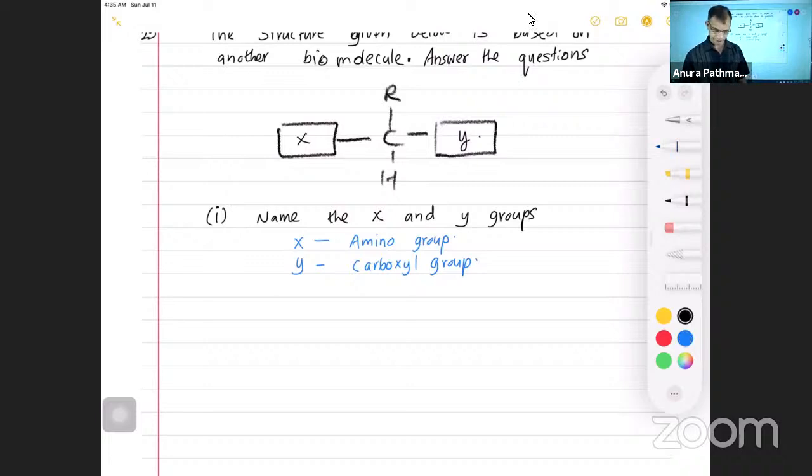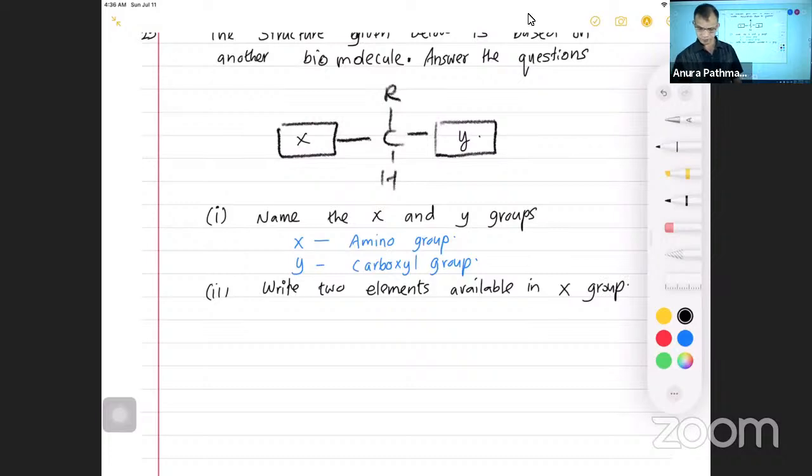Second part. Write two elements available in X group. What are they? Write two elements available in X group.